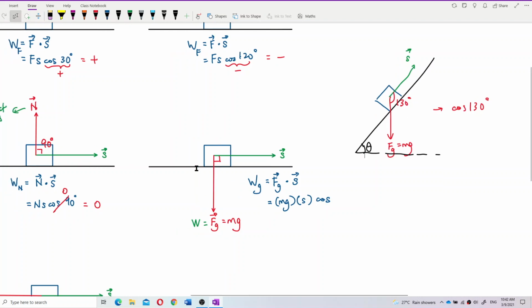But for this case, if it is a horizontal surface, the angle is 90 degree. The angle is 90 degree. So this is using cosine 90.